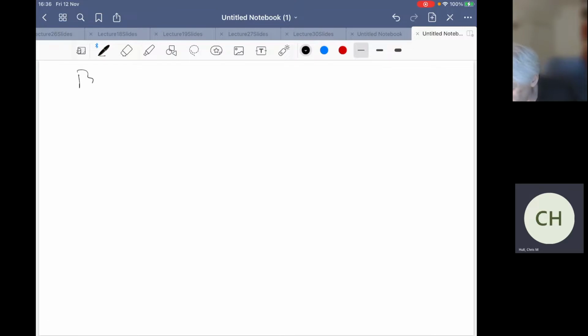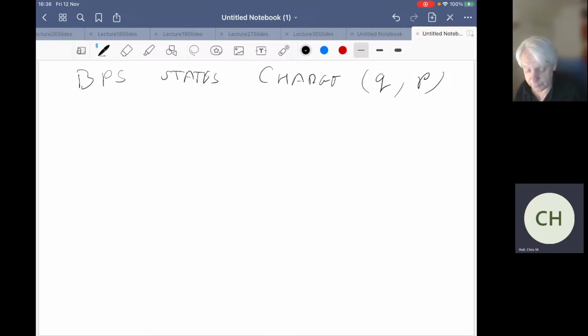So we have BPS states with charge Q and P in principle. There'll be electrically charged states and magnetically charged states. I mentioned earlier that there was a BPS mass formula which gives the mass of these things in terms of the charges, and this turns out to be given by m squared equals g squared q squared plus p squared over g squared.